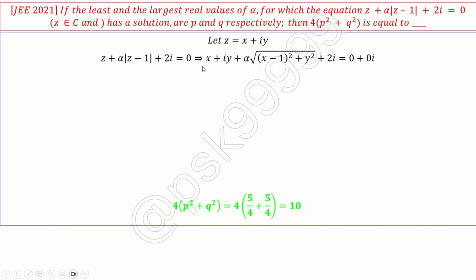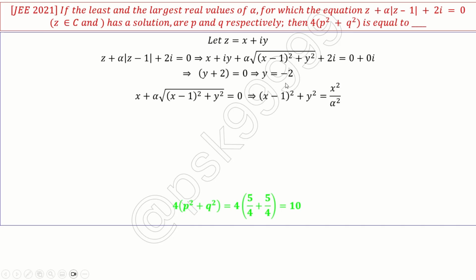Now, take the real part and imaginary part separately and equate them to 0. My imaginary part is y plus 2, so y plus 2 equal to 0, which means y equal to minus 2. What is my real part? The real part is x plus alpha times square root of x minus 1 whole square plus y square, which is equal to 0. So I can rewrite this.